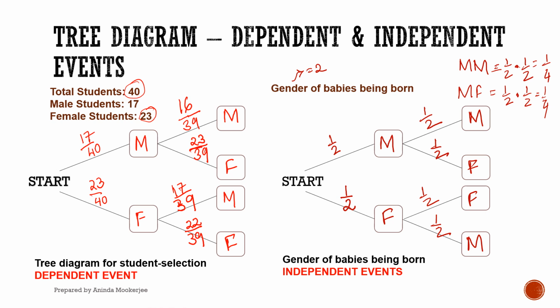Note the difference between independent and dependent events. In independent events, what happens at a particular trial is not determined by what has happened in the previous trial. The probabilities at each trial remain the same for independent events. For dependent events, as you can see, the probabilities change based on what happened in the previous trial.